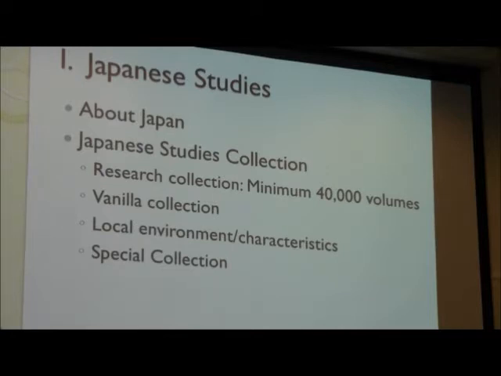And then, when it becomes 40,000 volumes, mainly it's a vanilla collection. It's almost the same as any other collection. Then think about local environment characteristics. In the case of Pittsburgh, I was thinking whether I should collect. Pittsburgh was the iron city, well known for the iron industry. So should I collect all these Japanese documents talking about the iron industry, or some other characteristics? I was thinking about it, but it didn't really develop in my head.